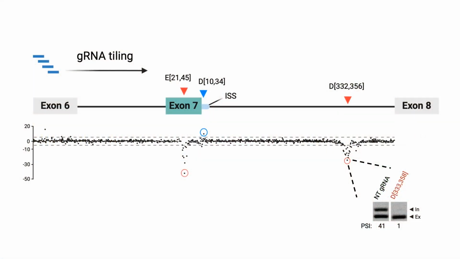The screen result identifies three splicing regulatory elements. The first two elements are well known to the field. One is a splicing enhancer in exon 7, and the other is the intronic splicing silencer targeted by the ASO drug Spinraza. The third element is a splicing enhancer in the deep intronic region. This splicing regulator is being described for the first time in the literature.